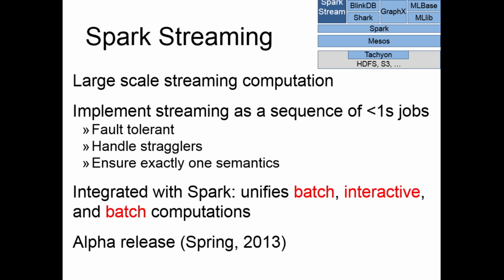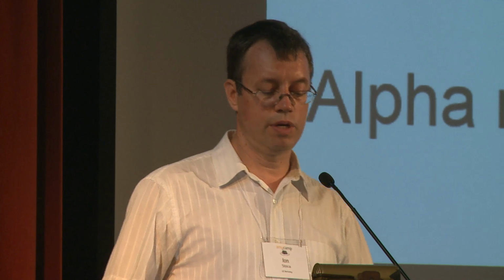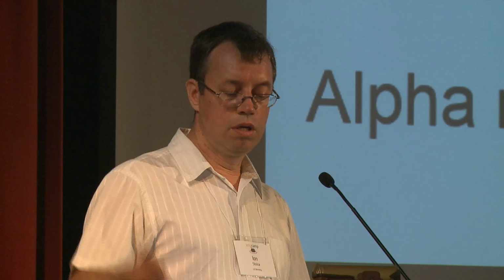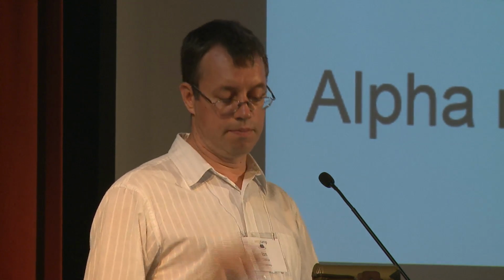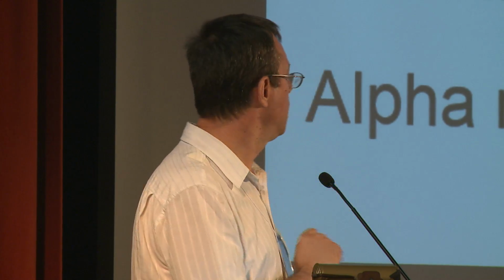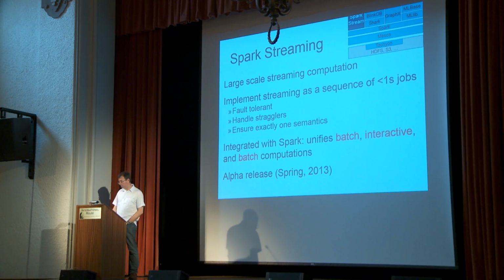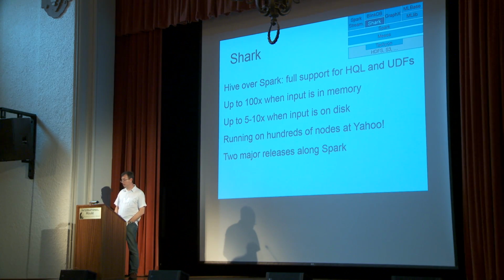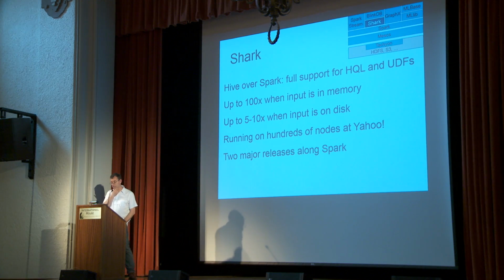The advantage of this design is that because you use batching, it's fault tolerant like Hadoop, handles stragglers, again similar to Hadoop, and also ensures exactly-once semantics. Now, if you add Spark Streaming to Spark, you have support for batch, interactive, and streaming computations. We already have an alpha release of Spark Streaming, which has received considerable attention, in particular more recently.